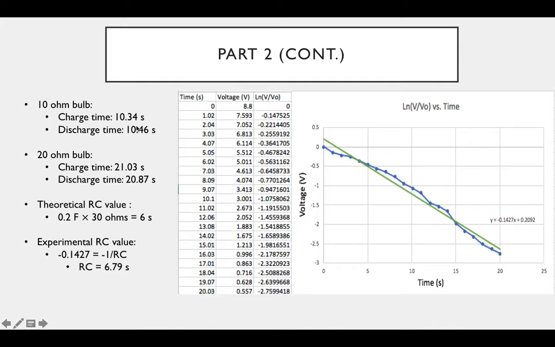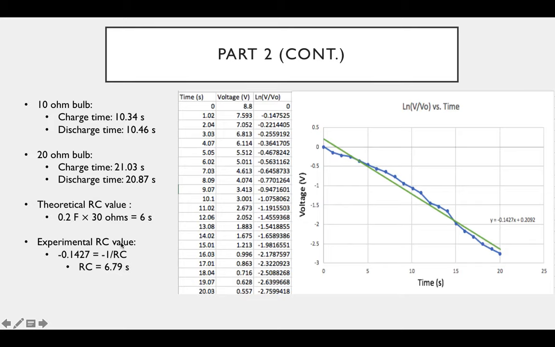So continuing part two here, for the 10 ohm bulb, using a stopwatch, I found that the charge time was 10.34 seconds and the discharge time was 10.46 seconds. And then for the 20 ohm bulb, the charge time was 21.03 seconds and the discharge time was 20.87 seconds. And then the theoretical RC time constant is just 0.2 farads times 30 ohms, which equals 6 seconds.